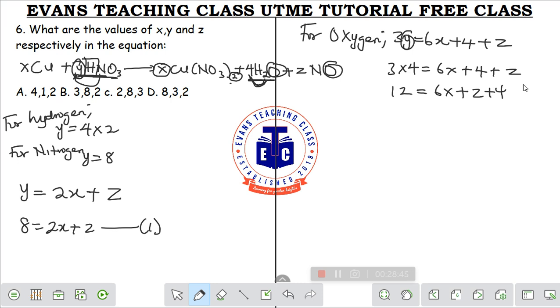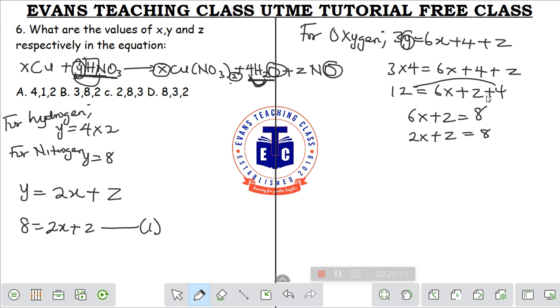So what are we going to do now? We're going to bring this 6x plus z. We now bring it to this side, so it will now be 8. So 12 minus 4, that will be 8. So let's bring this one to 2x plus z is equals to 8. I think you get what I'm doing. So that's what I'm doing currently.